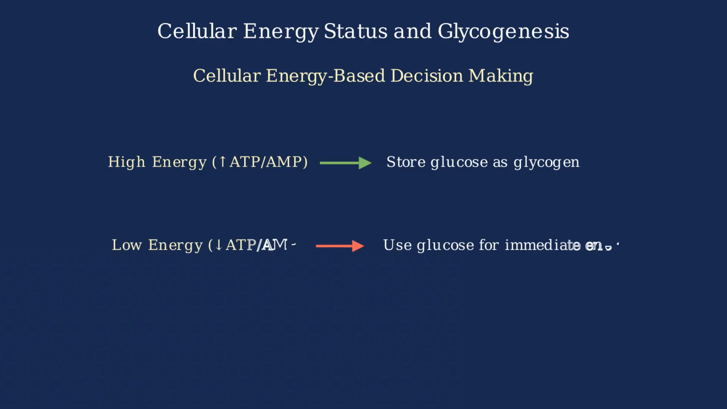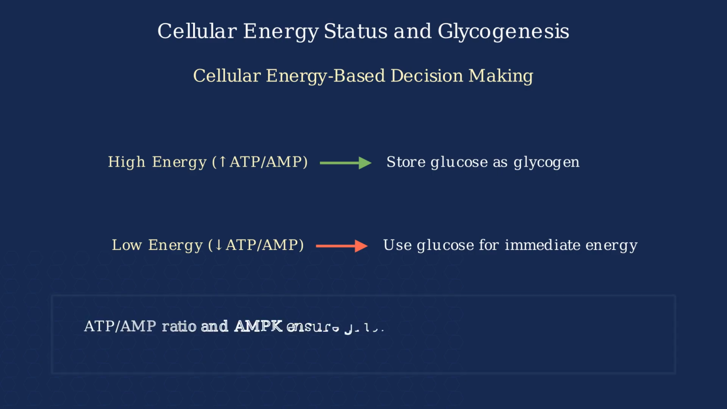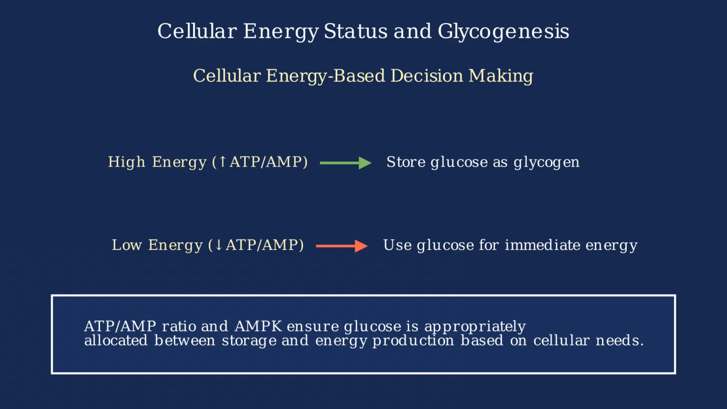Cellular energy status guides metabolic decisions. When energy is high, as indicated by an elevated ATP to AMP ratio, cells prioritize storing glucose as glycogen. When energy is low, with a decreased ATP to AMP ratio, cells prioritize using glucose for immediate energy production. This sophisticated system ensures that glucose is appropriately allocated between storage and energy production based on the cell's immediate needs.